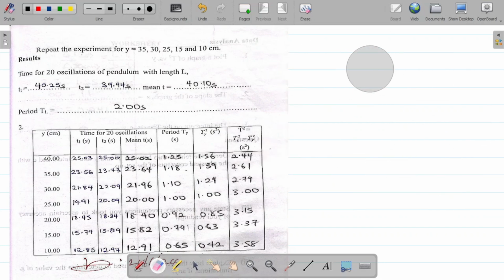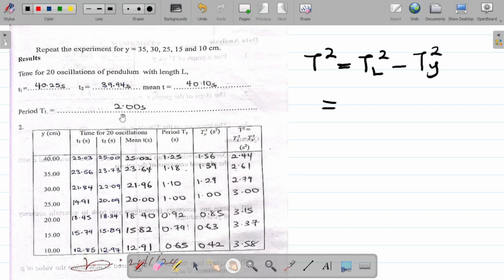All right, so what's the last one there? The last column, which is this column here, is simply t squared. So you can see that they said t squared is equal to, look at what is here, tl squared minus ty squared. So that's equal to, if you look at this, the value of TL is what you have here. Look at this point here. And it's a constant, which is 2. Alright, so it's 2. So that means this value here, TL squared, is always 2 squared, which is actually equal to 4.